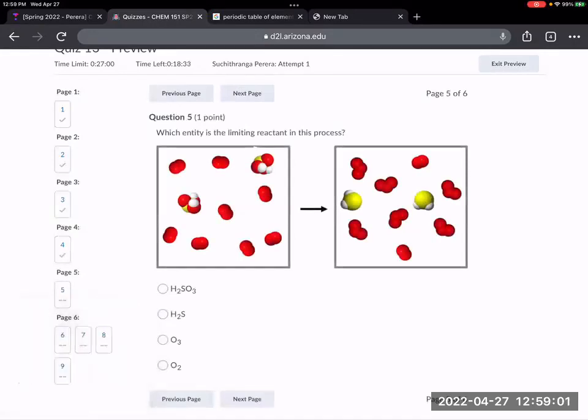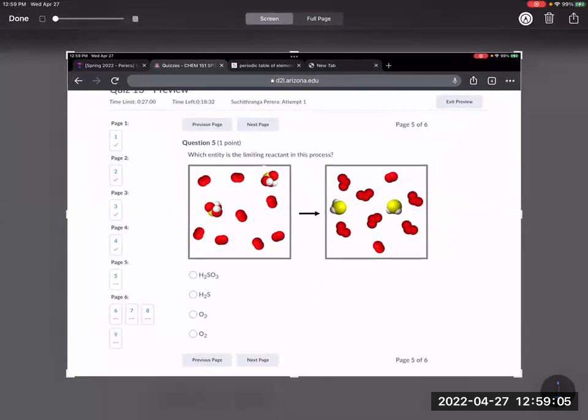All right, here's another question. The question is, which entity is the limiting reactant in this process? The reactants here are H2SO3 and O2, and the products are H2S and ozone.